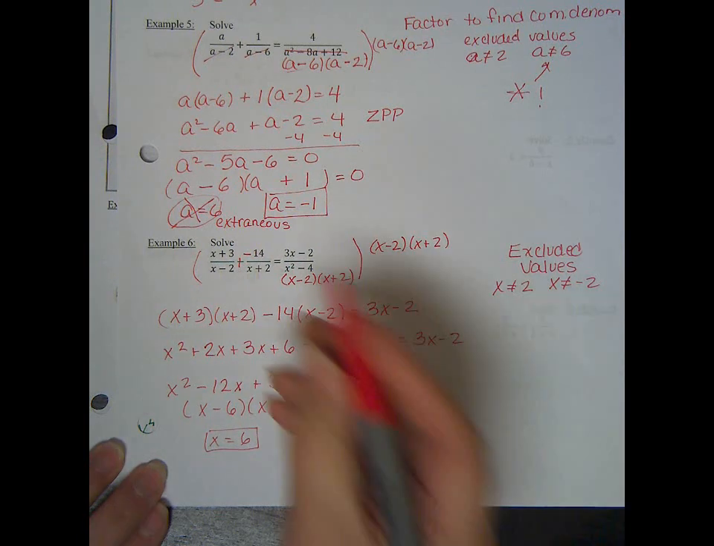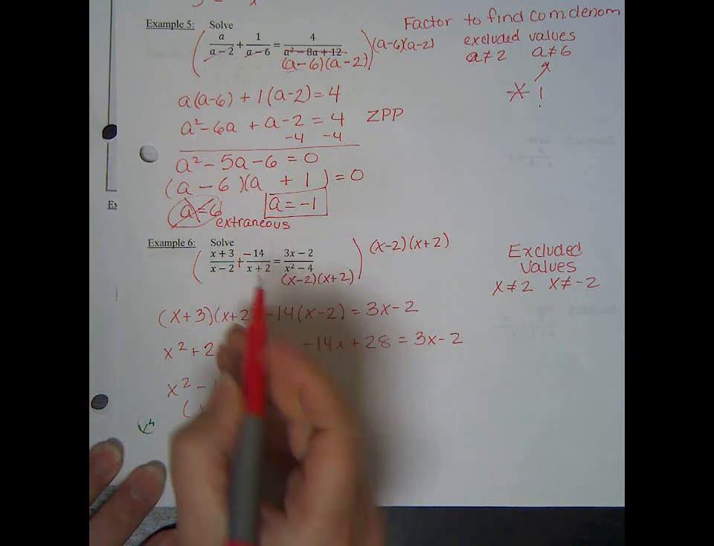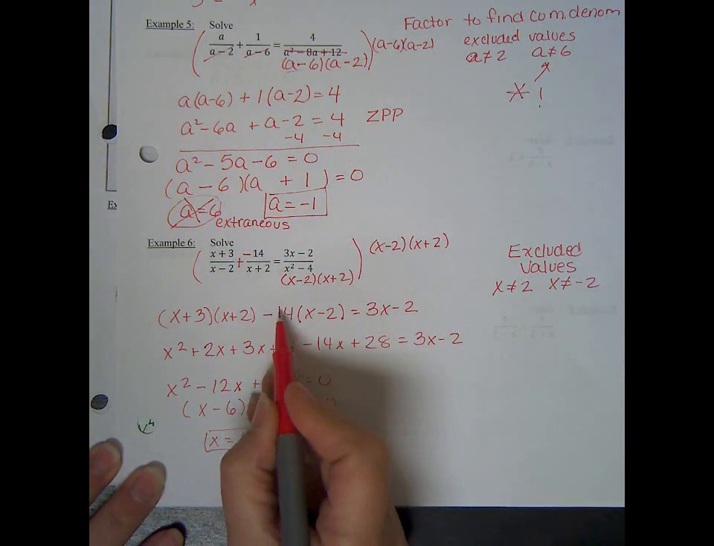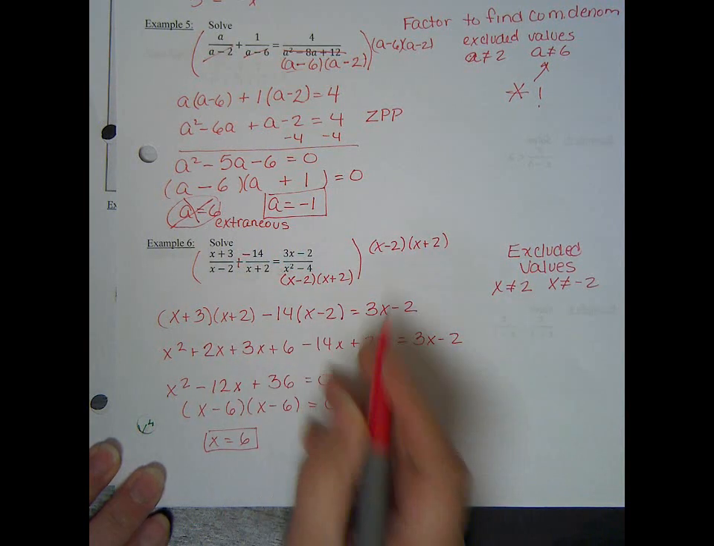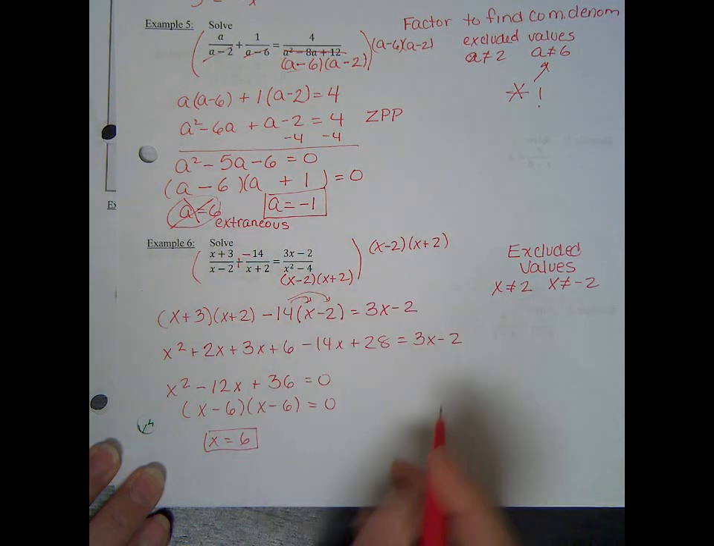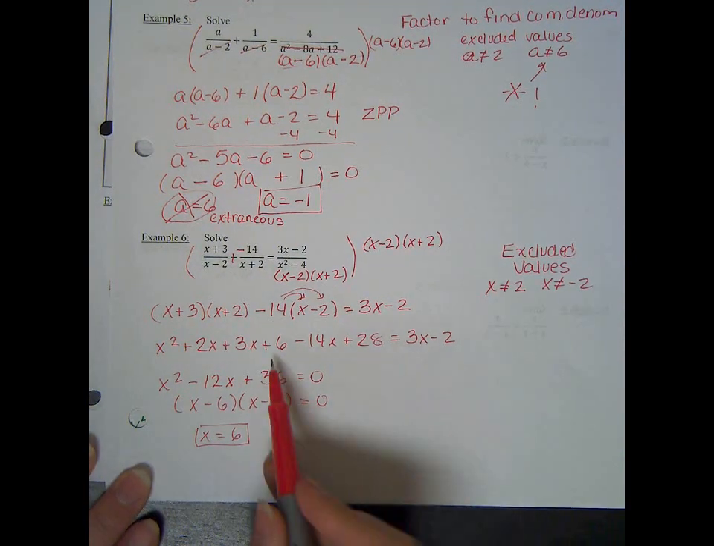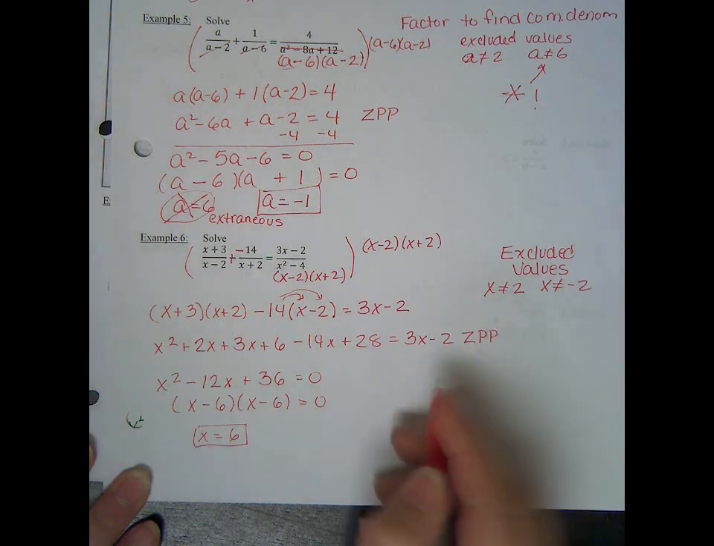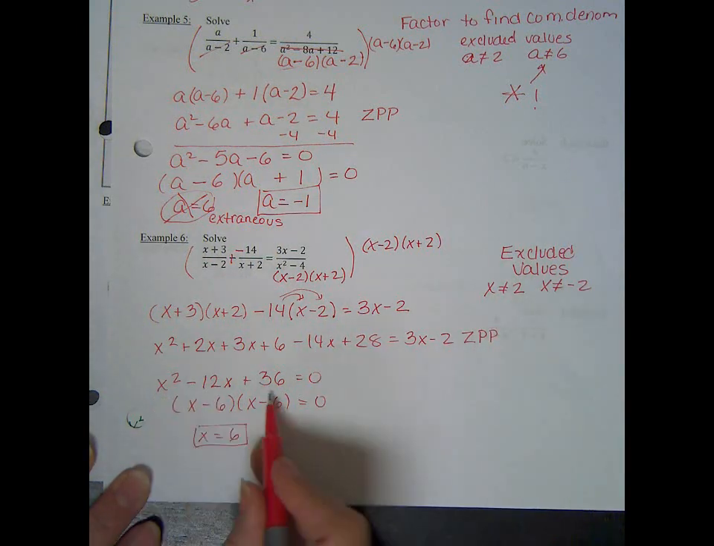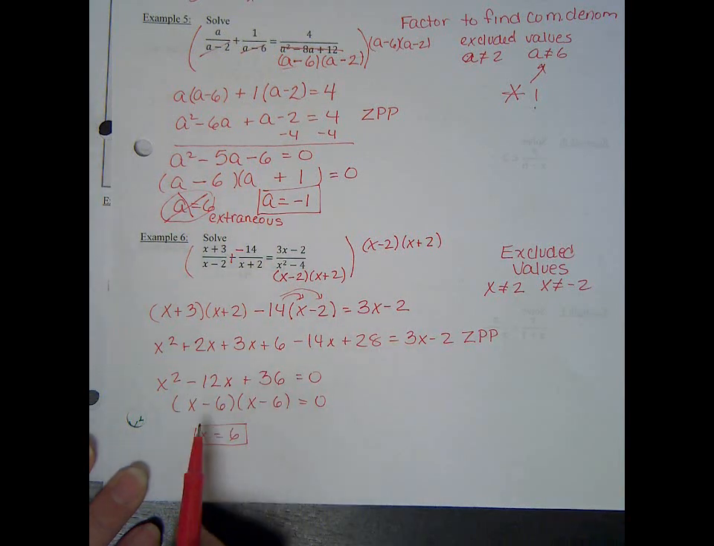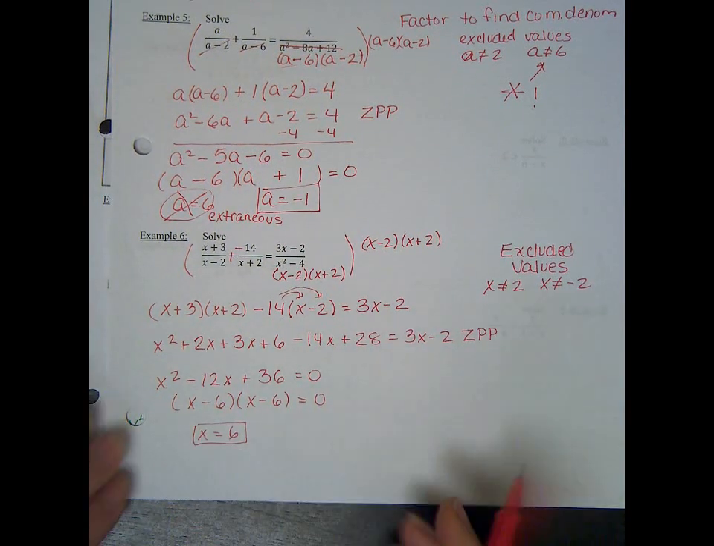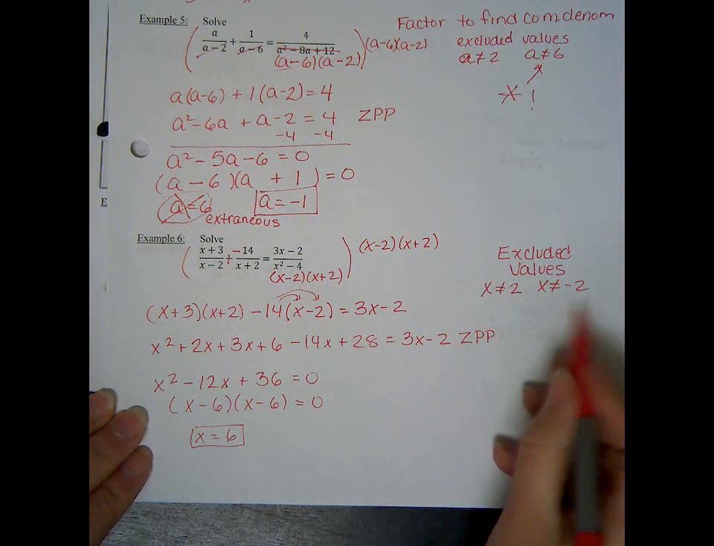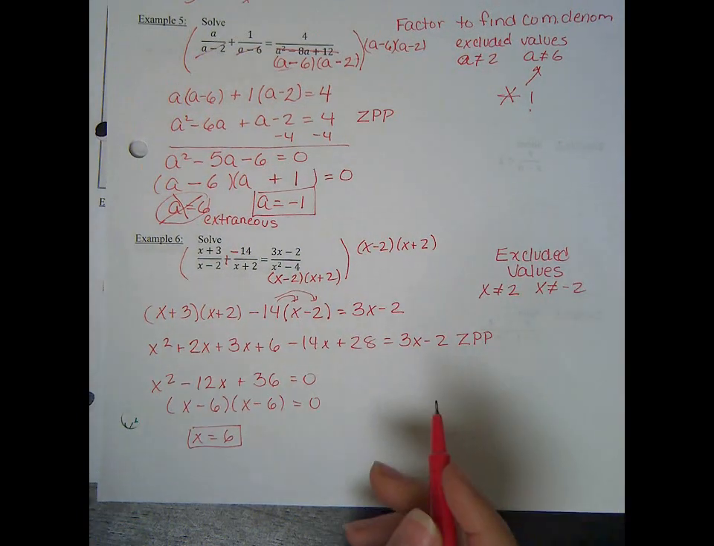Things to be careful of. Did you change this 14 to a plus or minus? So you made sure you distributed a negative 14 through this. That's a very common mistake. Then got everything equal to 0 using the zero product property here. And so you got x squared minus 12x plus 36, which factors to x minus 6, x minus 6. So the answer is 6. Not an excluded value, so we are A-OK, and we will stop there.